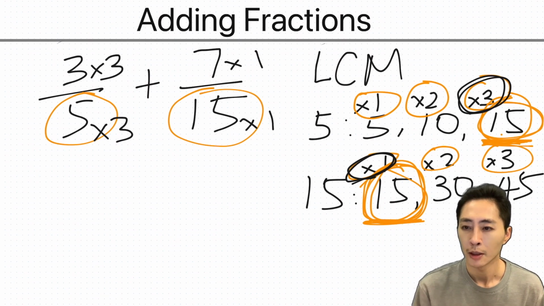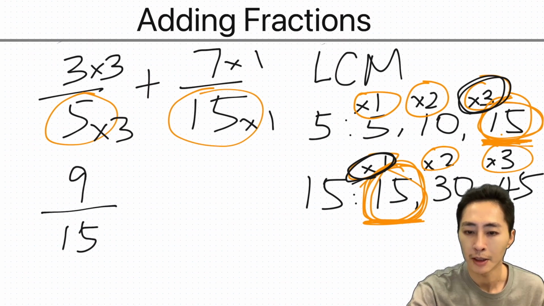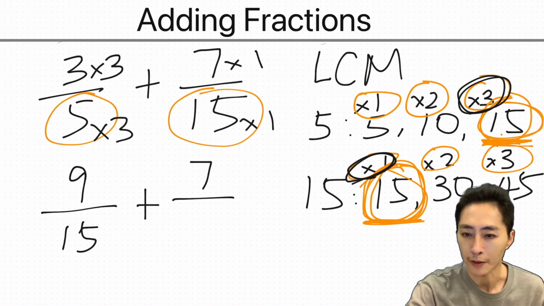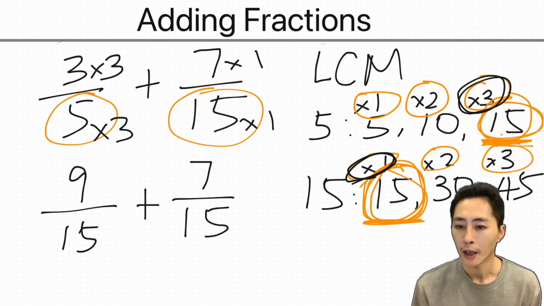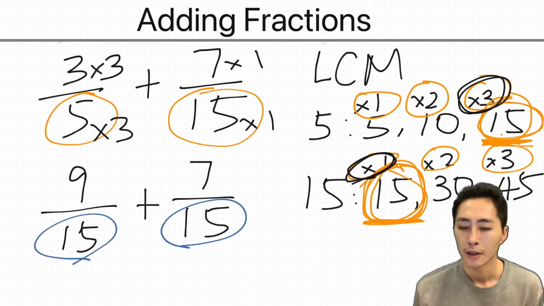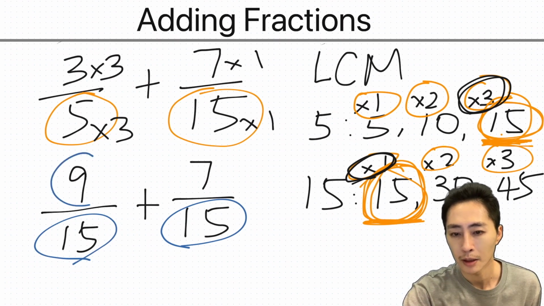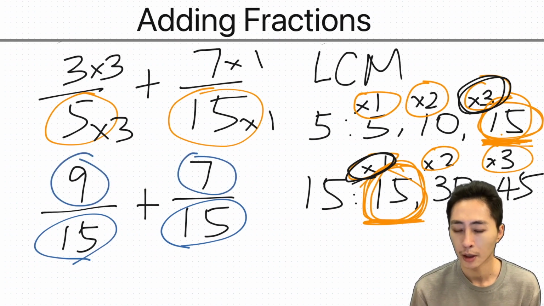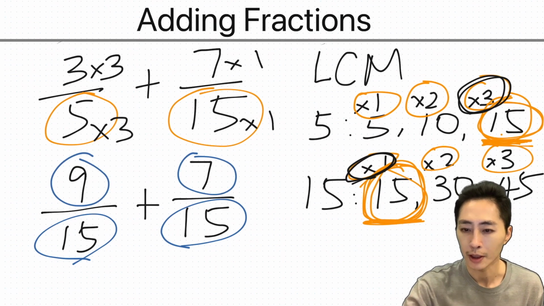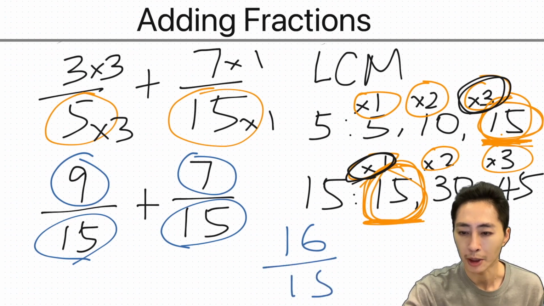So now let's see. 3 times 3 is 9. 5 times 3 is 15. Then we have 7 times 1 is 7, and 15 times 1 is 15. Now we have a common denominator of 15. So the next and final step would be to add the numerators together across. So 9 plus 7 is 16, and the 15 remains the same.